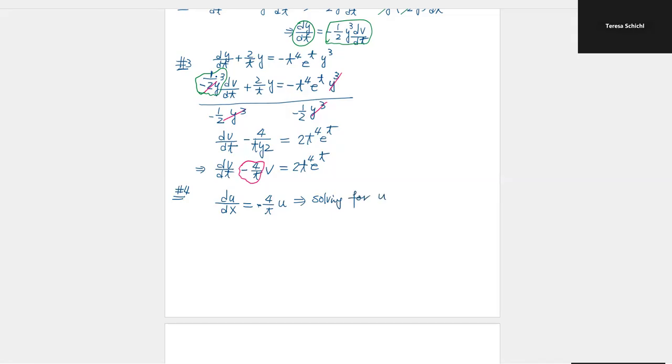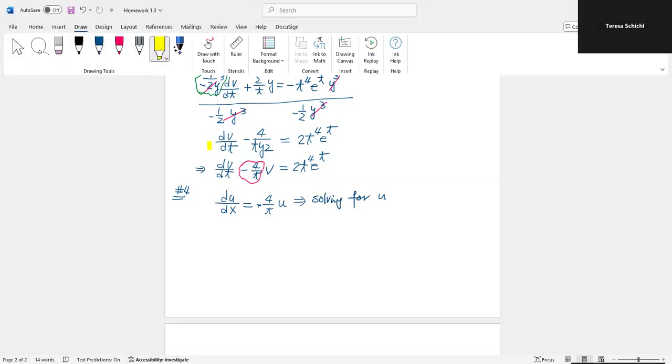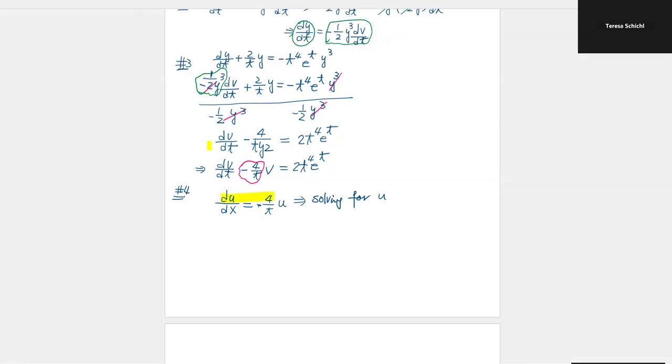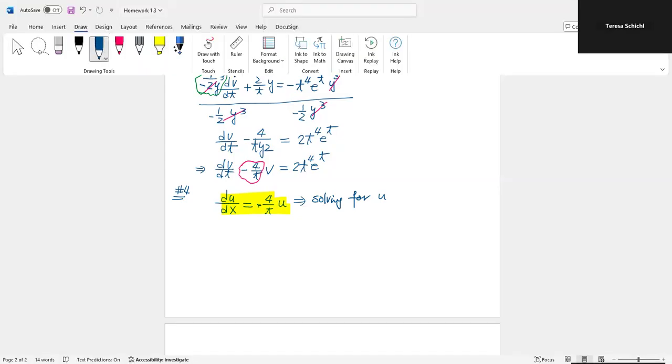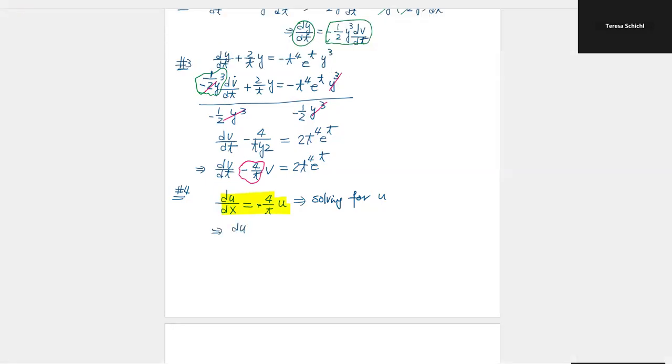This is kind of an important step: after you change it to the simple first order linear differential equation, this is how you find the integrating factor. So I want to solve for u. To solve for u, you can use separation of variables. So du over u is equal to negative 4 over t dt. Then you integrate both sides.